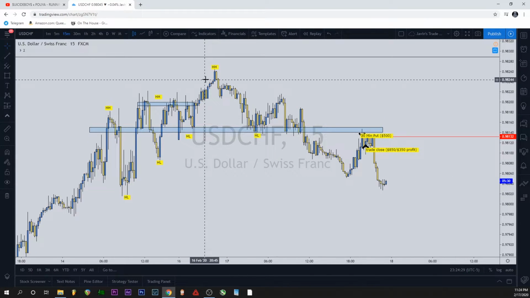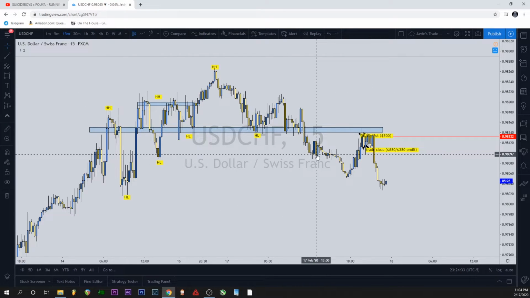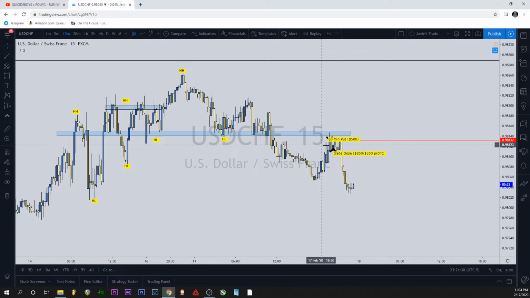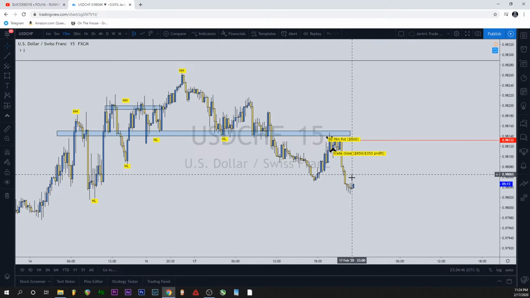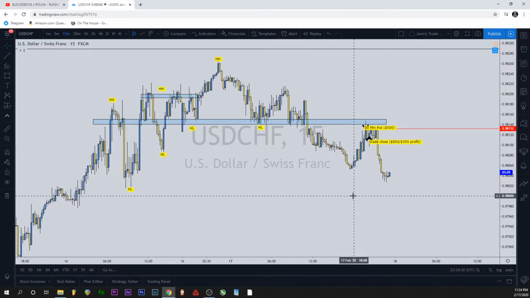Simple market structure. We had an uptrend, and we see that the trend is over right here. When it breaks price structure, we wait for price to retest the area that made the price structure change, and then we simply take our trade if the price action that we see is confirming that price is going to go down, and that's exactly what happened. So we ended up taking the trade, and it was an easy win.